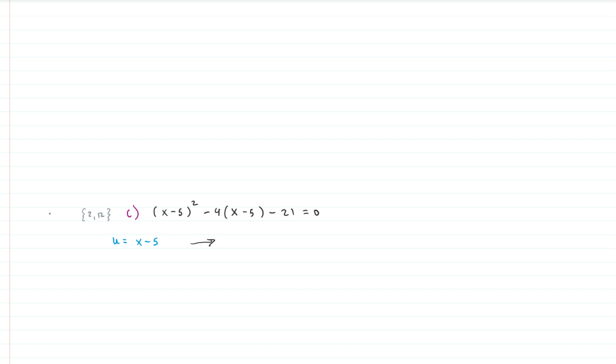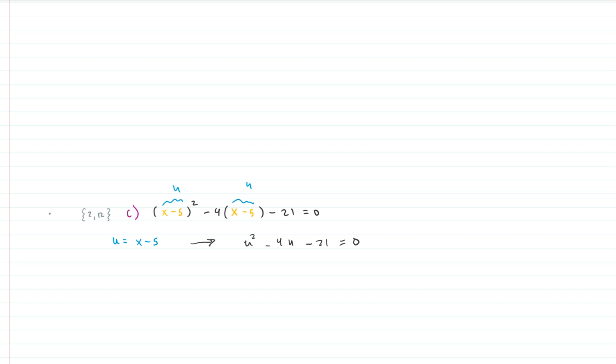So if we rewrite this problem, it's easy. We can do it right here. Let's highlight all of the x minus 5s. So I just changed them to yellow. So you know now that that's u and that's u. So when we rewrite our problem, we get u squared minus 4u minus 21 equals 0.